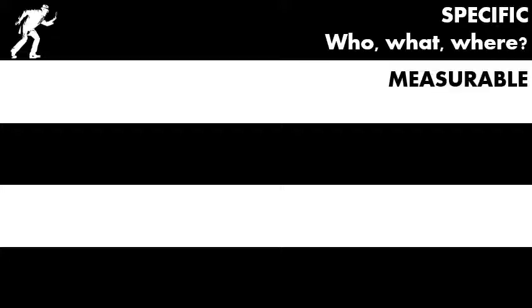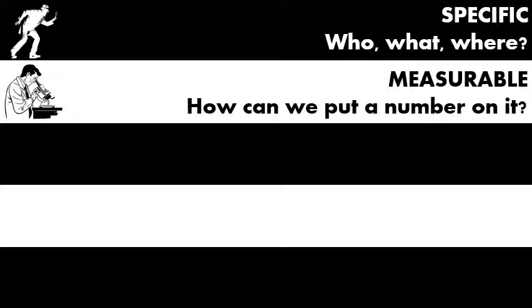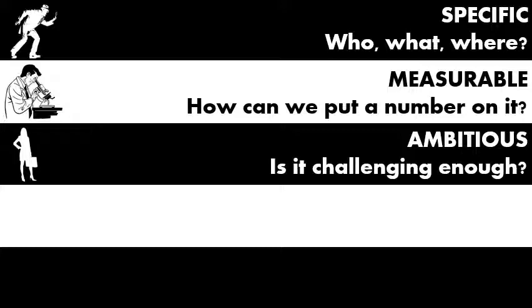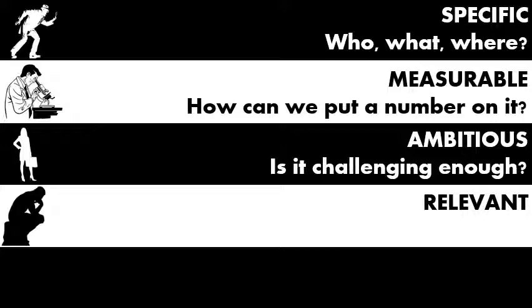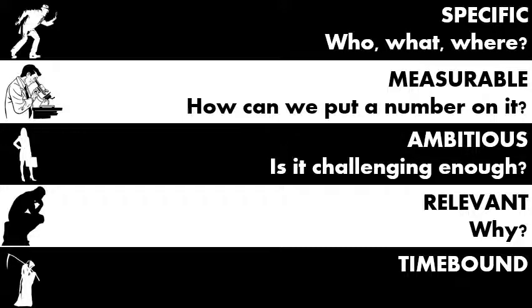Today we discuss goals, which are one of the most powerful ways to influence human behavior, most effective ways to increase performance. We talked about 5 characteristics of effective goals. They are specific, which answers who, what, where. They are measurable, and we have our scientist friend who's going to ask us, how can we put a number on it? They're ambitious, and we have our businesswoman who's going to ask us, is it challenging enough? We have relevant for R, and we have our philosopher friend who's going to ask us why. Why are we doing this? And then lastly, they are time-bound, and we have Death, and he's going to ask us when. When is this going to be done?